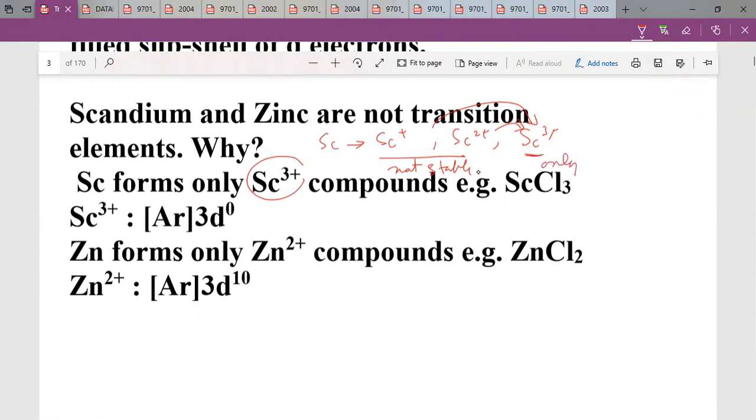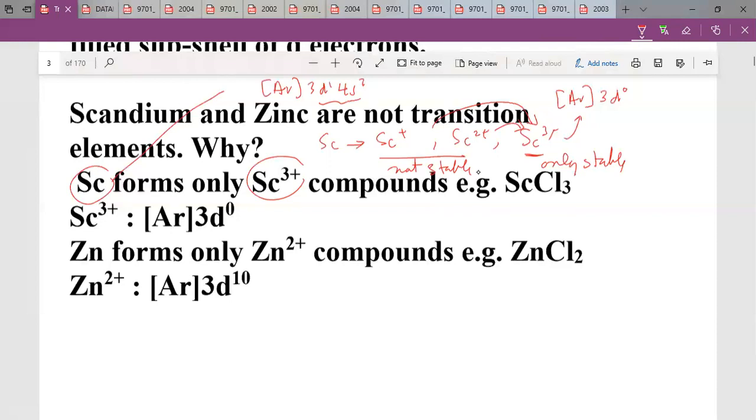Only stable one. And in this case, this stable one is Ar, because it has lost 3 electrons. Because scandium originally is Ar 3d1 and 4s2. So it has lost 3 of the electrons. That's why here the 3d orbitals are 0. There are no electrons in the d orbitals. That means there is no incompletely or partially filled d orbital. So scandium is not included because of that definition.